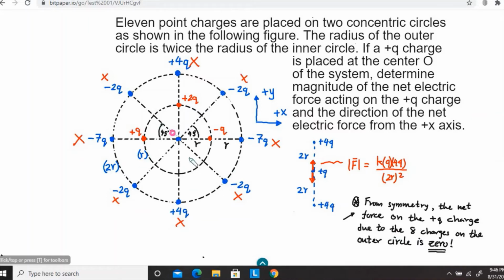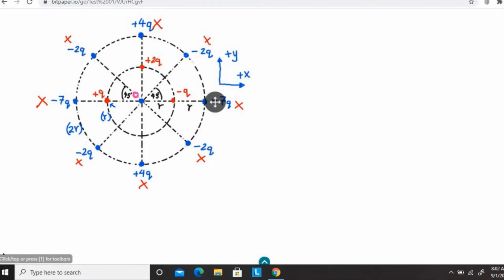Now let's look at the electrostatic forces acting on the particle placed at the origin due to the 3 charges on the smaller circle. So I'm going to draw here the plus Q charge that is at the center, the particle at the center.